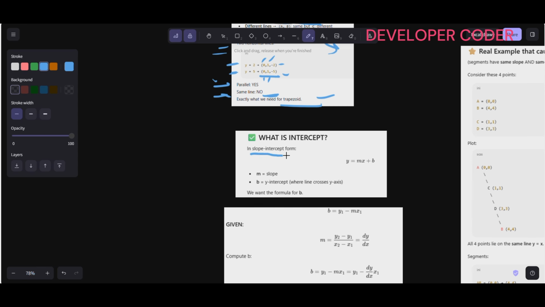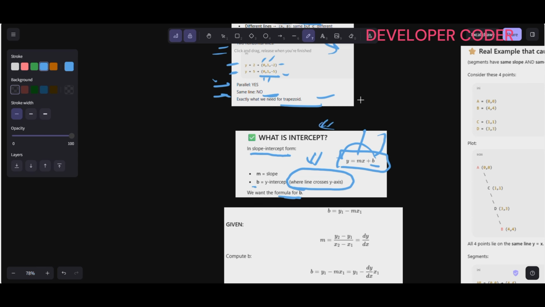So in slope intercept form, we write y is equal to mx plus b. In the slope intercept form, m is nothing but the slope, b is nothing but the y-intercept, where the line crosses the y-axis. Remember this point. So we want the formula for this b, the formula of this intercept.